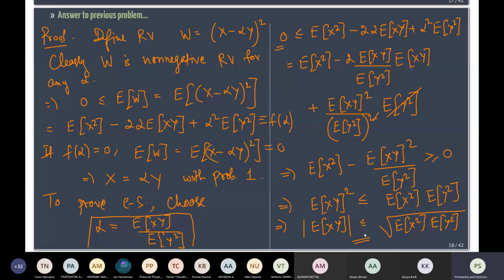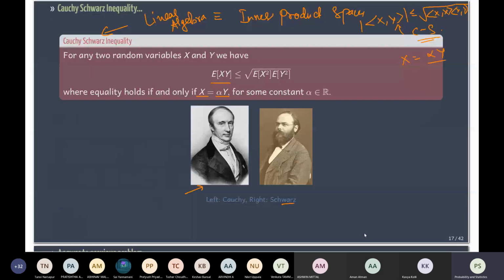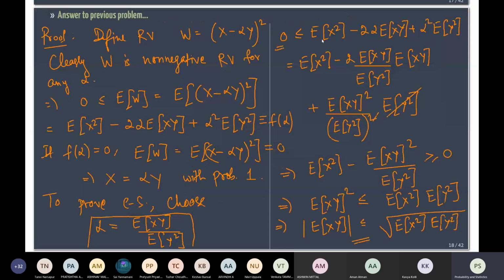When will this equality hold? This equality holds when f alpha is 0. So equality holds exactly when f of alpha is 0, and we already worked out that it is the case when x is equal to alpha y with probability 1. That we have already shown.